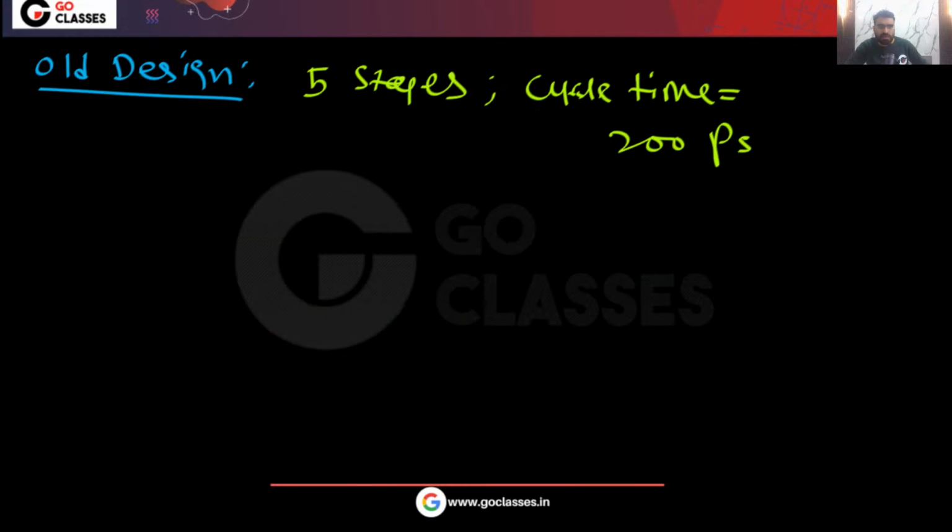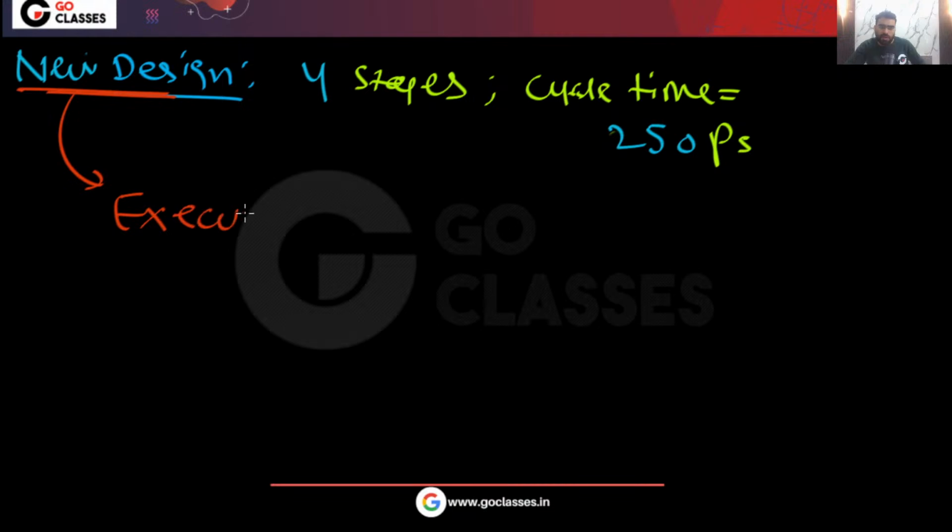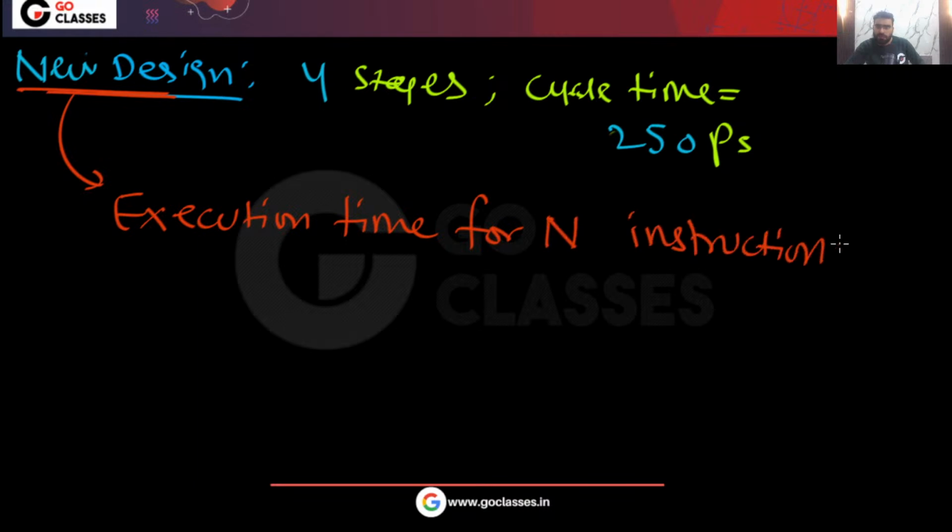What about the new design? In the new design, there are a total of 4 stages and the cycle time is 250 picosecond. So in this new design, if there are a total of n instructions, then what will be the execution time? Execution time for total n instructions.